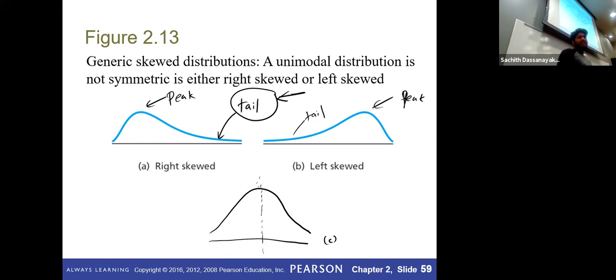In this case, we cannot find a tail. That's why we call it symmetric, or a perfect bell shape. It's distributed like a perfect bell. Clear? Most of the time you will see this kind of behavior: right skewed, left skewed, or perfect bell shape.